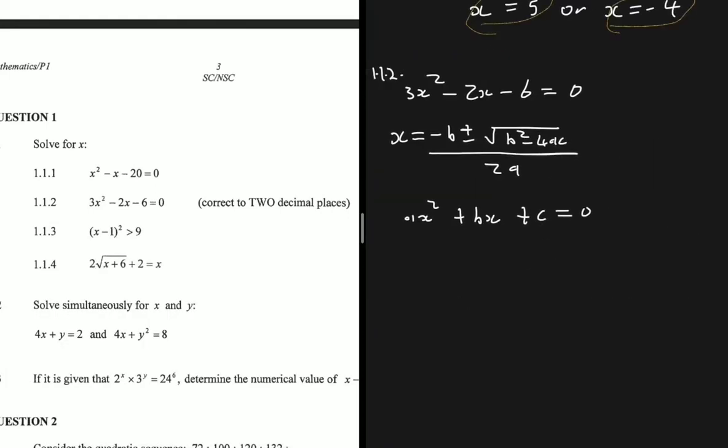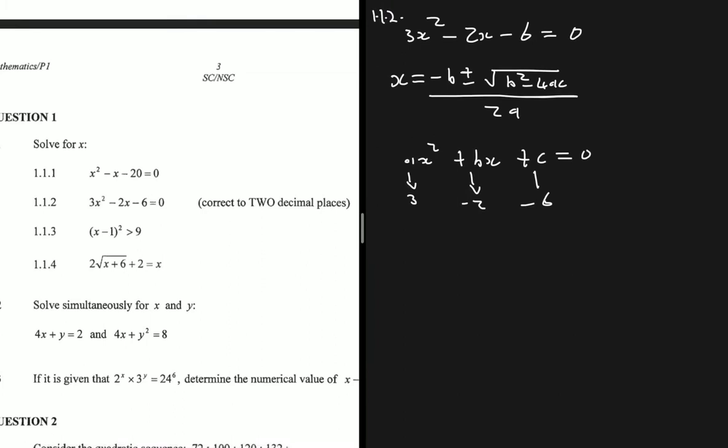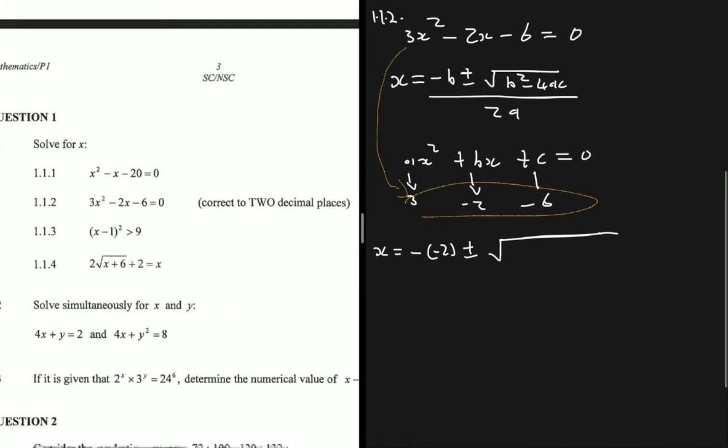Let me just bring the screen back. For this equation, we know that a is 3, b is minus 2, and c is minus 6. To put this into the formula, I'm going to get x equals minus b, which is minus minus 2, plus or minus the square root of b squared, so it's minus 2 squared, minus 4ac. A is 3, and c is minus 6, everything divided by 2a.